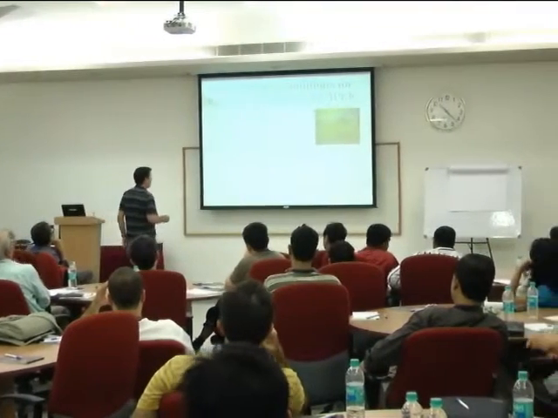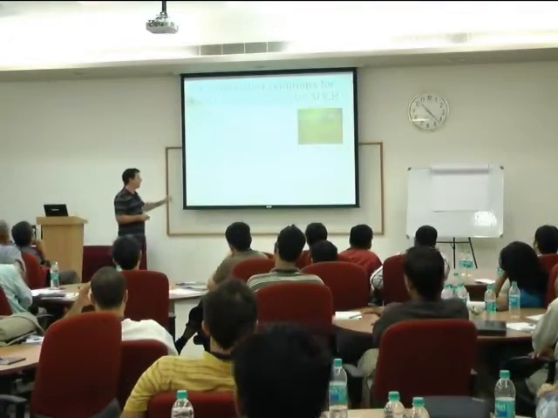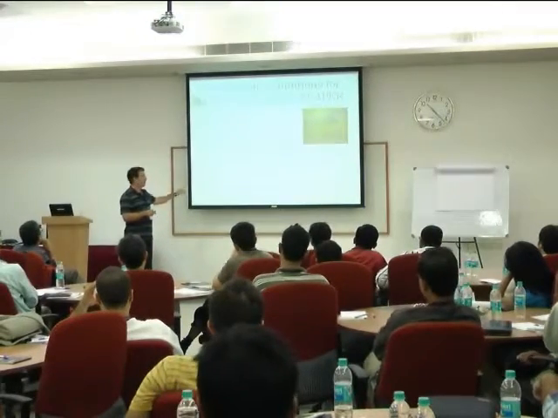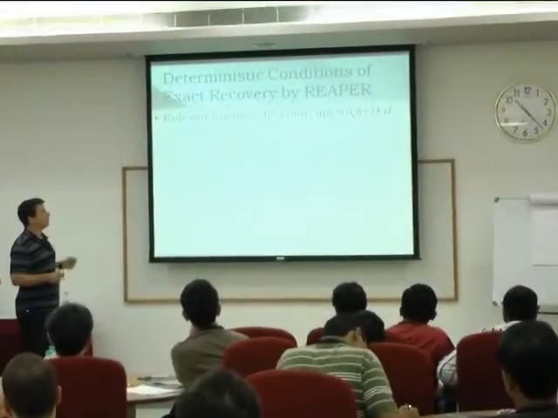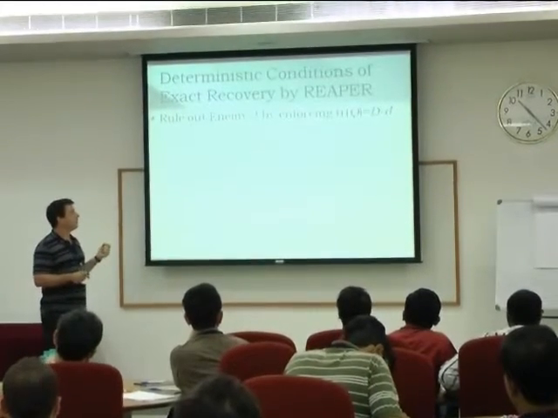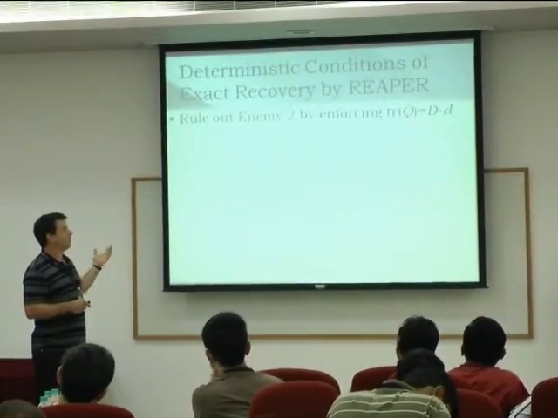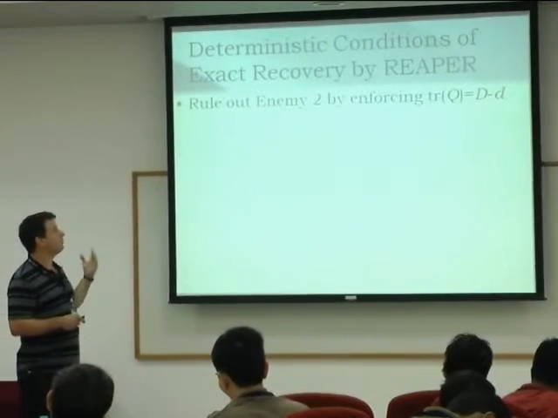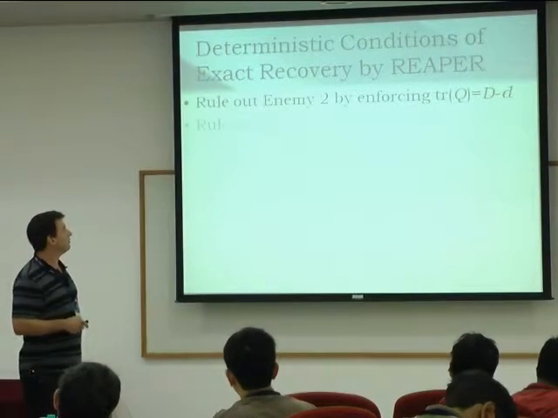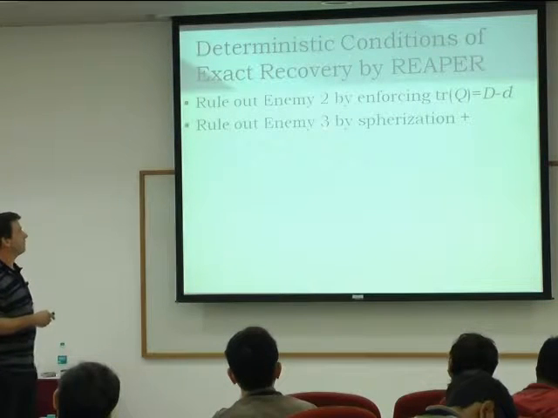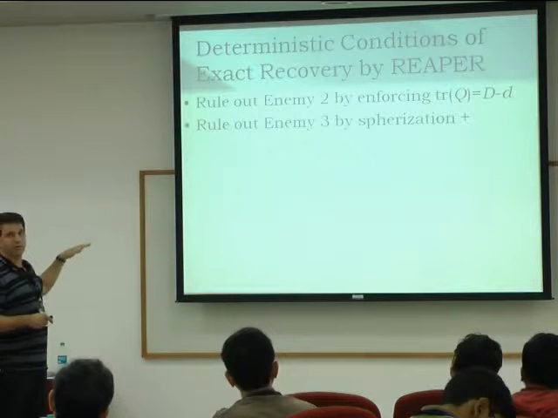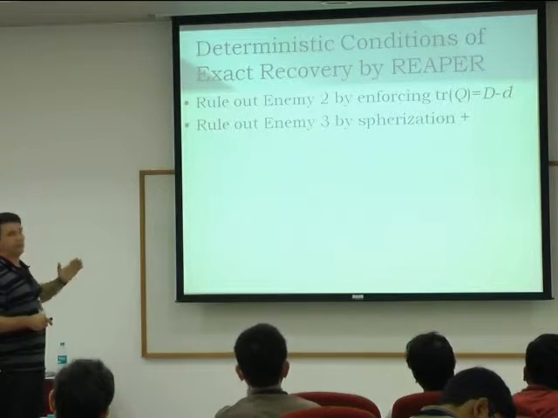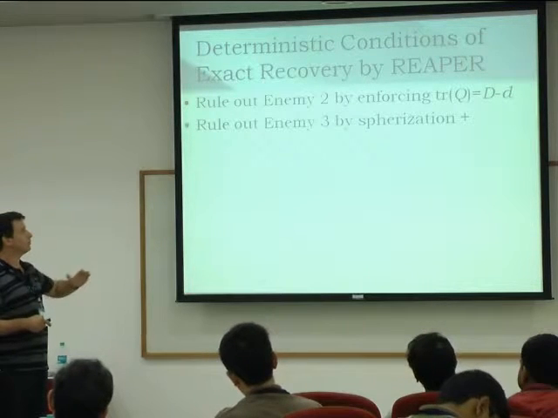So I want to have large permeance. Otherwise, I won't be able to deal with enemy 1. What about enemy 2? Here we are lucky because we know the intrinsic dimension. So the condition that the trace or the rank is capital D minus D rules out what I called enemy 2. We still have a problem of enemy 3. One way to deal with it was the spherization, so all the points are on the sphere. But it's still not enough because we can pick a direction and put all outliers in a certain direction.